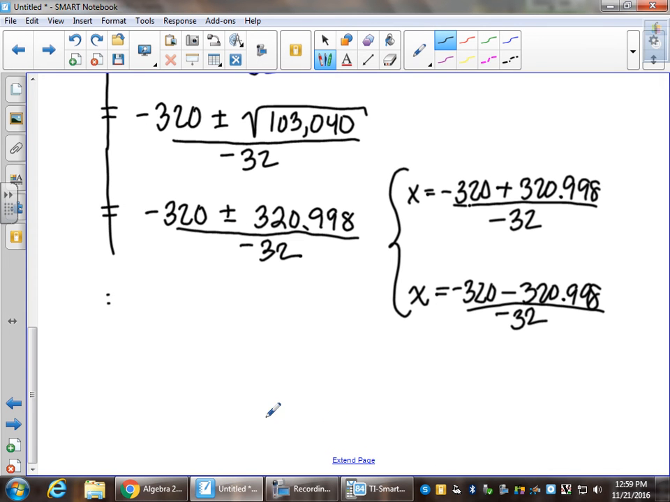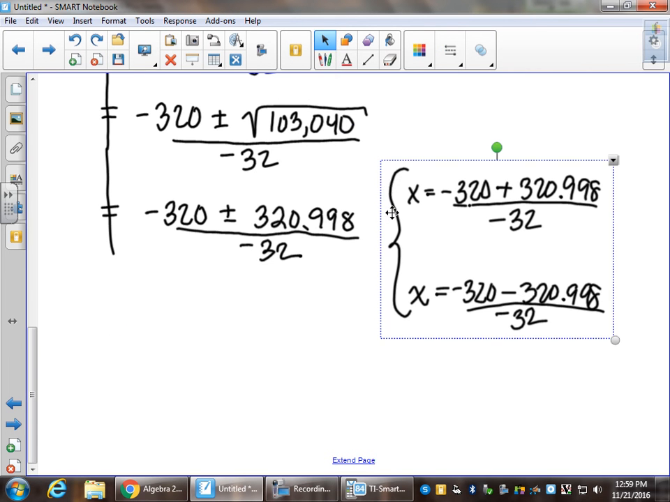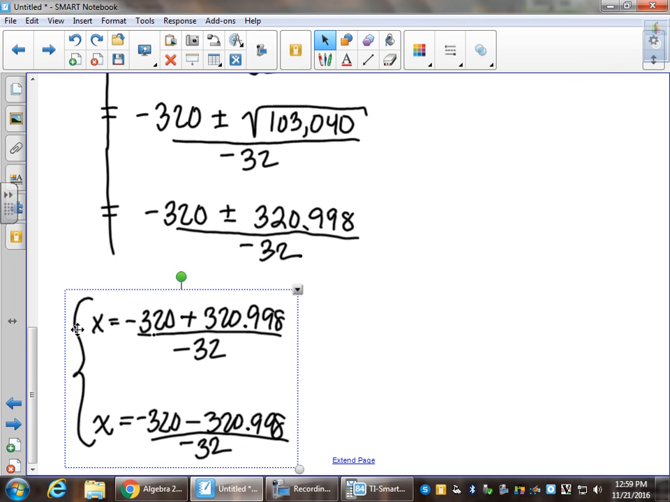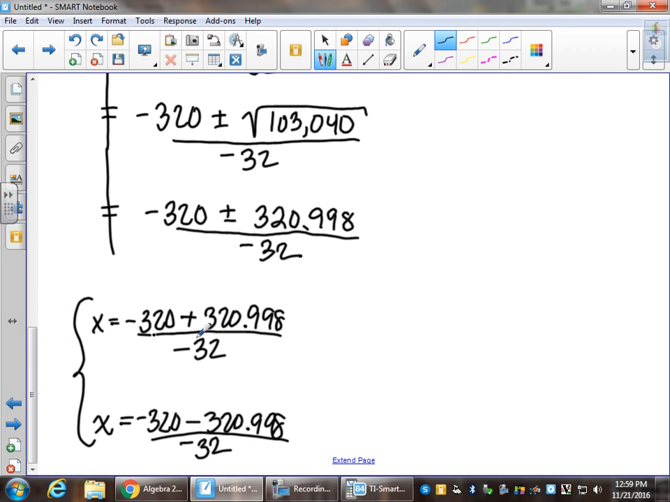Hi, everybody. I said at the end of A period that I would rejoin you guys to wrap this example up and then also show you something kind of cool on your graphing calculators. So wrapping up the algebra here, I think I would actually like to just move this over if I can. Hey, check that out. It all moved together. All right. So to wrap this up, we're going to do negative 320 plus 320.998, and that gets us 0.998 divided by negative 32.